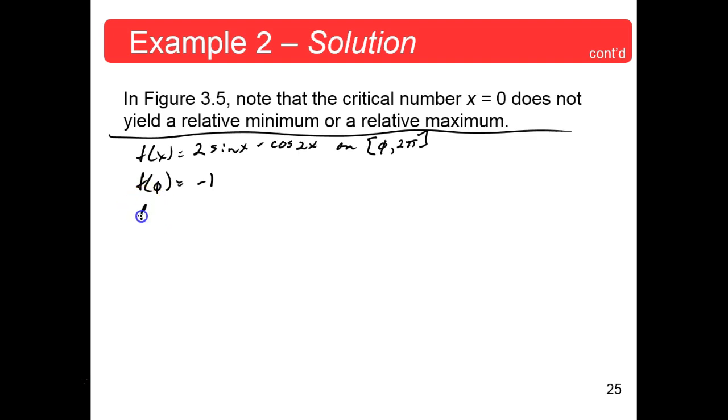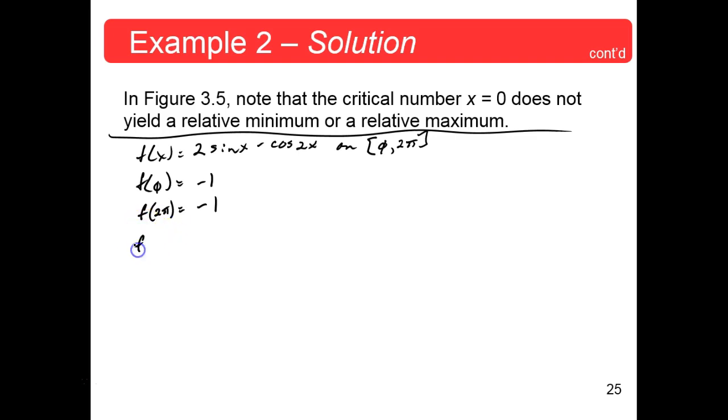f of 2 pi is 2 times, what's the sine of 2 pi? 0 again. What's the cosine of 4 pi? 2 times 2 pi is 4 pi. What's the cosine of 4 pi? It's 1 again, so that would be a -1. Well, we have a tie here for either max or min so far, but we don't know which. Okay? So far. So what do we do next?